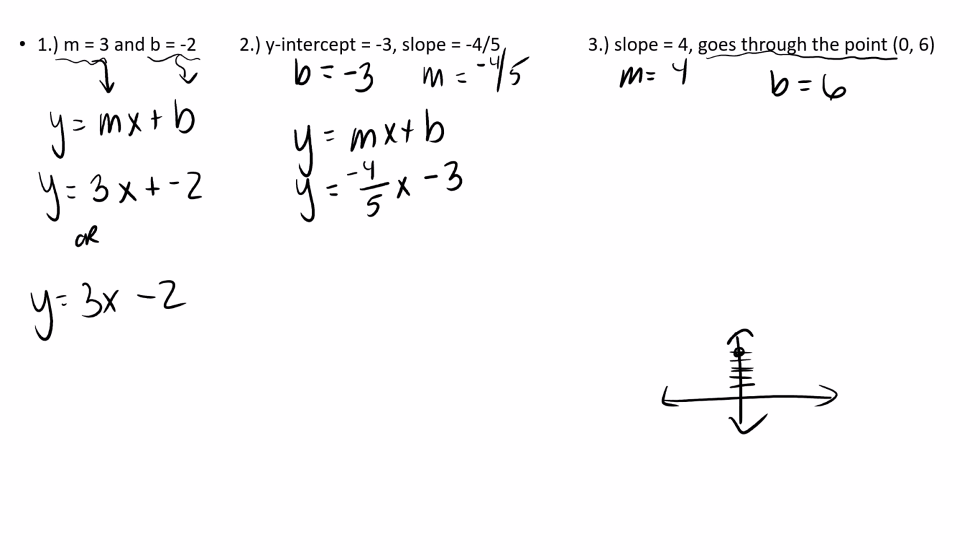Not every time that you see a problem like that will the point being given be the y-intercept, but it's a good thing to pay attention to. And so we have y equals mx plus b. So this will be y equals 4x plus 6. And we're done with the first 3 problems.